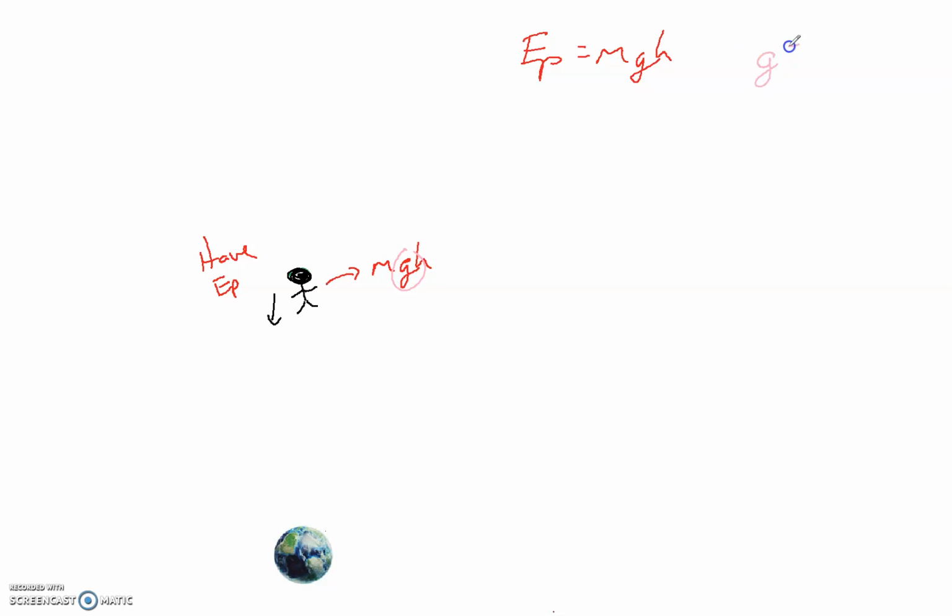So the g expression you just worked with was GM over r squared. Instead of using this, what we need to do is put this expression into here. And that's going to give us m times GM over r squared times h. Now we're going to specialize this a little bit as well. If we look at your classic potential energy expression, the h should be measured from where you are to the surface of the planet. That would be your height.